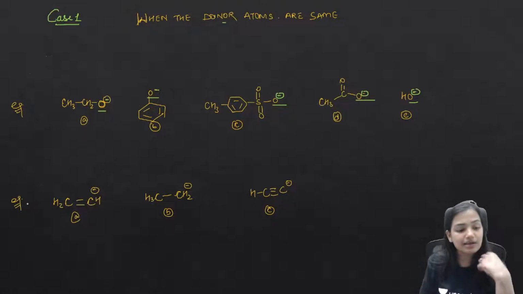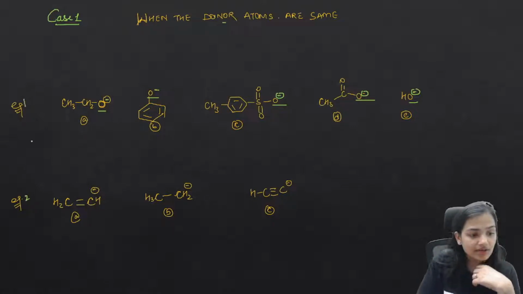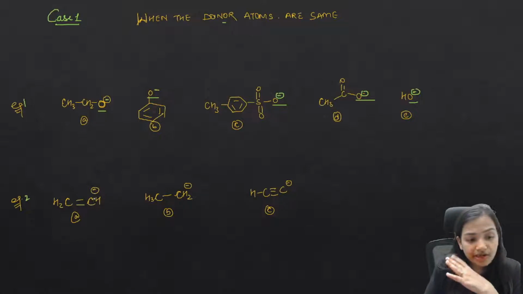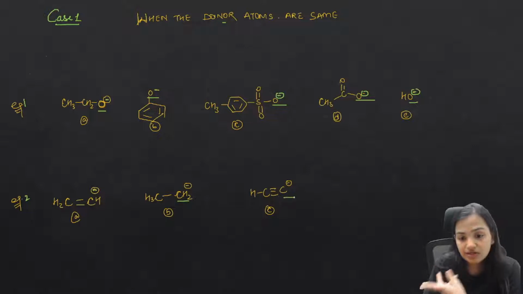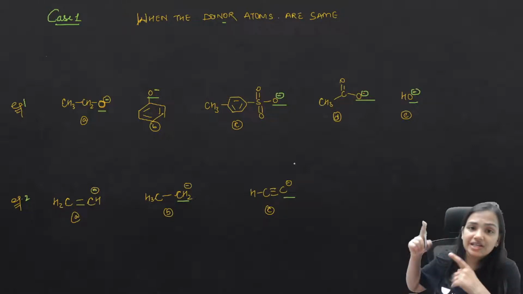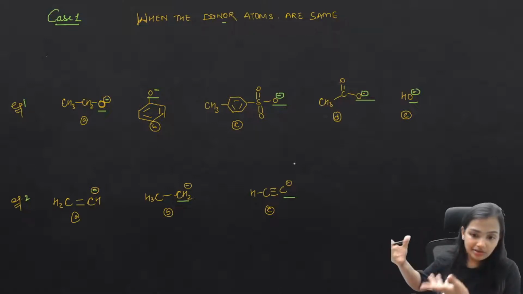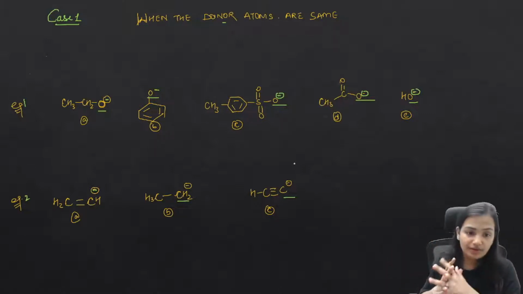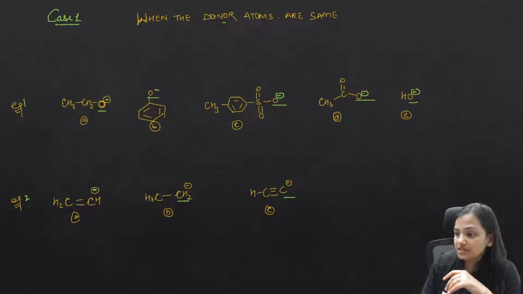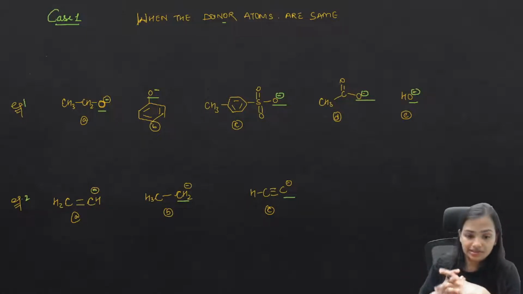If you see example number 2, here the donor atom is a carbon. This is also a carbon, this is also a carbon. So basically the nature of the atom is same. Carbon is going to attack, is going to be a base or a nucleophile. Now we have to see what happens when we look for their basicity and nucleophilicity.